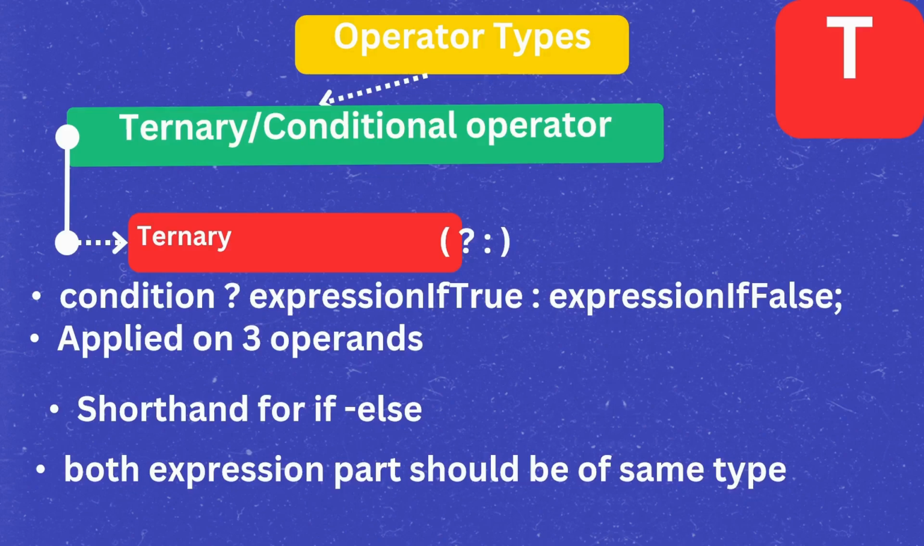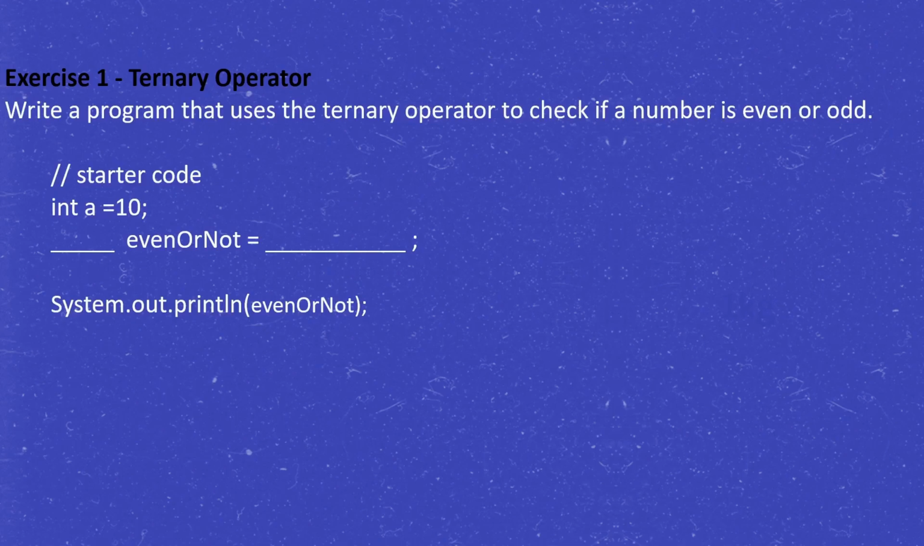Now we'll have some practice exercises for you. You can practice them and you can post the answer in the comment. The first exercise is based on ternary operator. You have to write a program that uses the ternary operator to check if the number is even or not. The starter code is like int a equal to 10. Over here you have to write the data type, and then over here you have to write the logic, and you have to print out the sys out even or not.